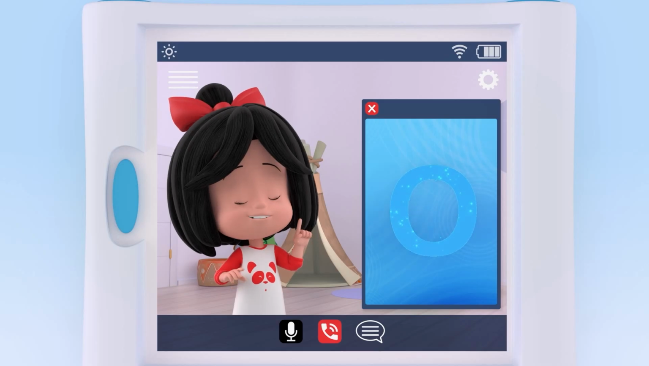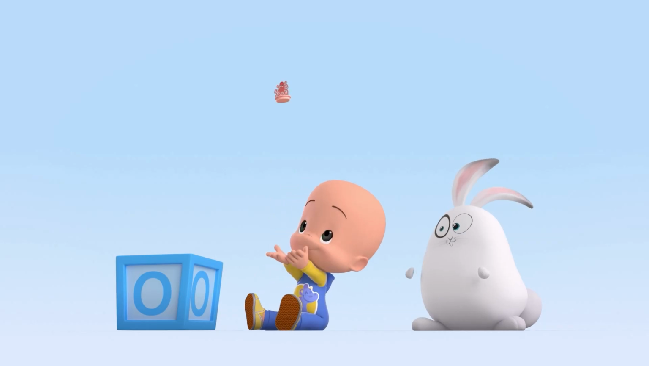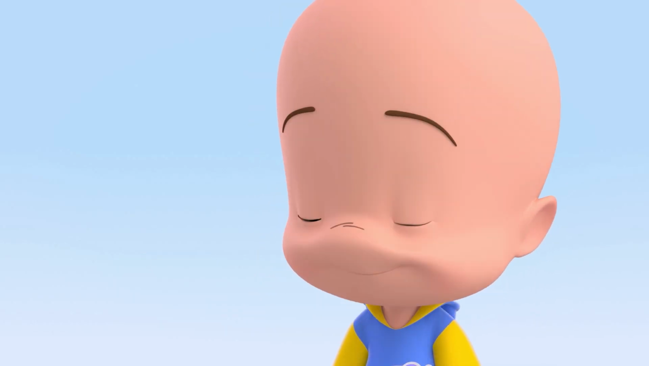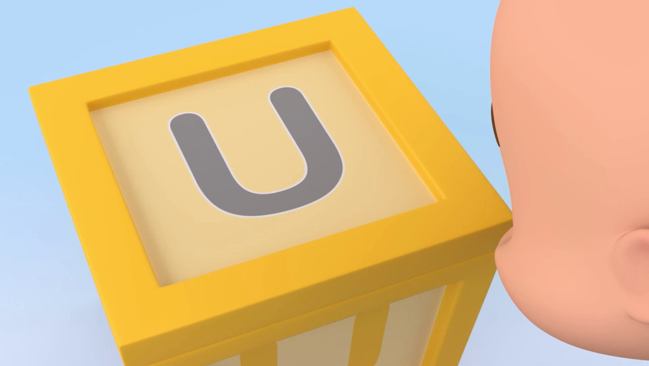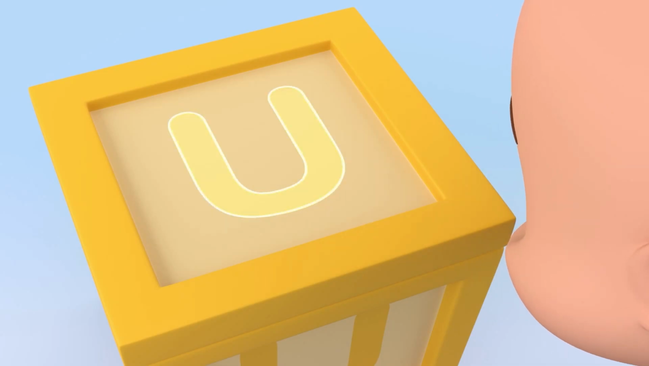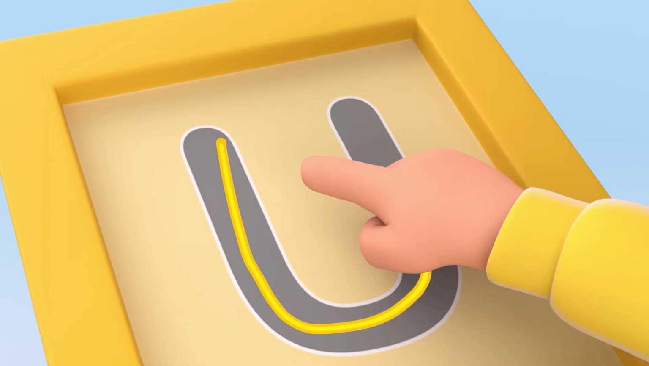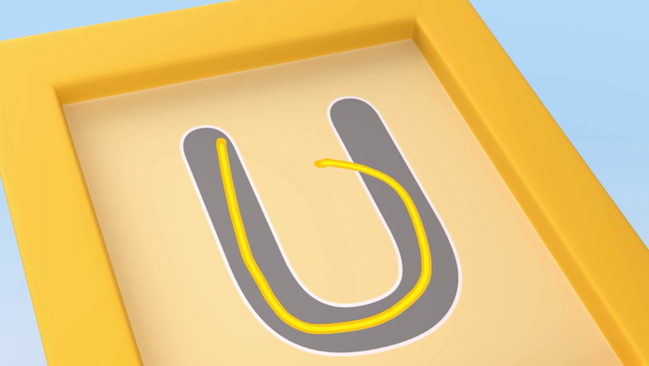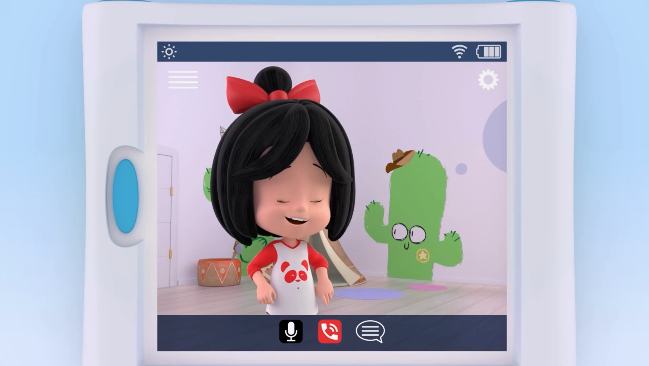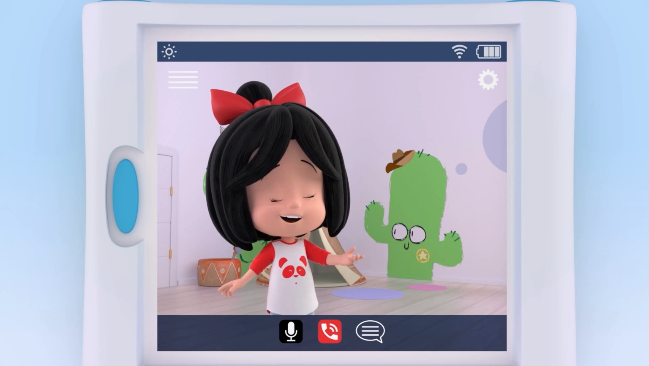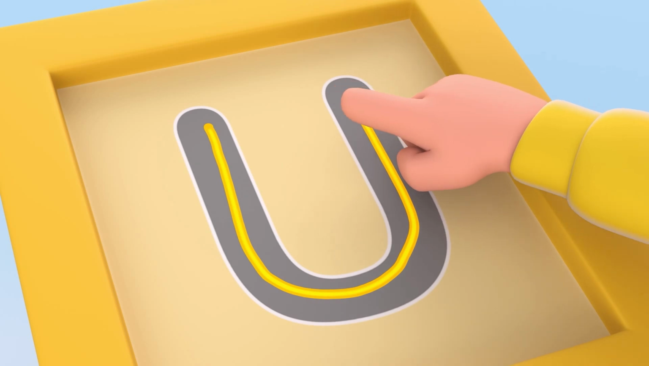Octopus. Very good. O is for octopus. Which animal starts with the vowel U? U. It just looked more like an O than a U. Why don't you try again? U.